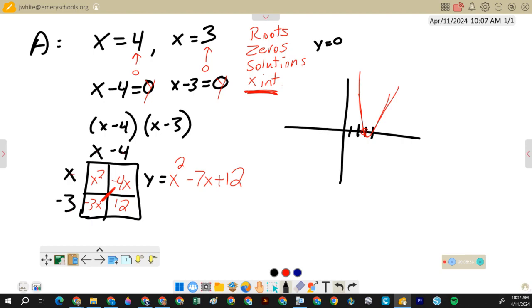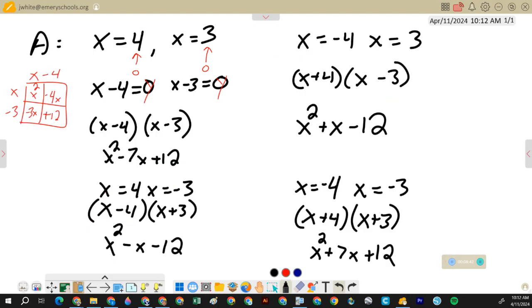So I want you to go through and do the same thing for B, C, and D. I'll pause the video. You finish B, C, and D, answer the questions underneath, and we will do E together. Go for it. These are the equations that you should get for A, B, C, and D. And now look at E.